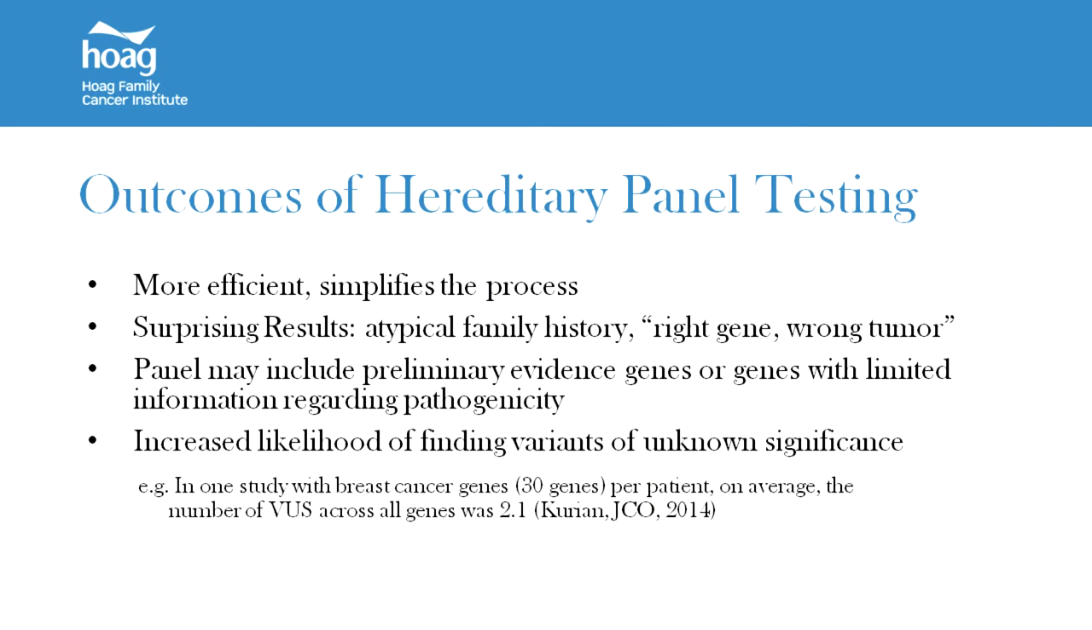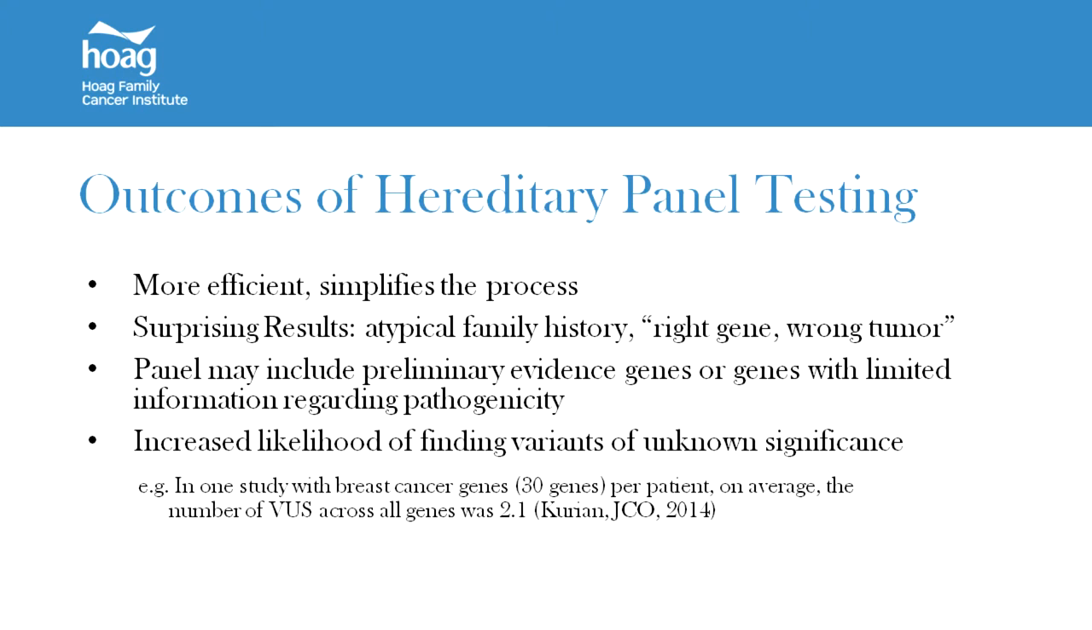So outcomes of hereditary panel testing. Why do these big gene panel testings? It's more efficient and it simplifies the process. You don't have to pull the patient in multiple times to do the testing. You get it done once. But on the other hand, you have surprising results. You have atypical family history, or the right gene, but the wrong tumor.